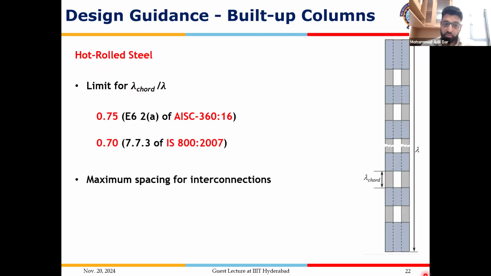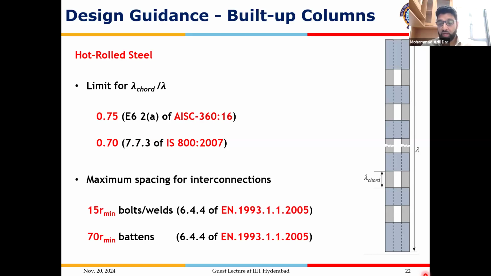From the Eurocode consideration, there's a maximum spacing for interconnections. It's 15 r minimum, where r minimum is the minimum radius of gyration, for bolted and welded connections. And for batten plates, it's 70 r minimum.